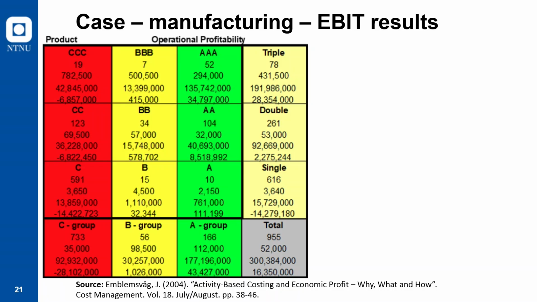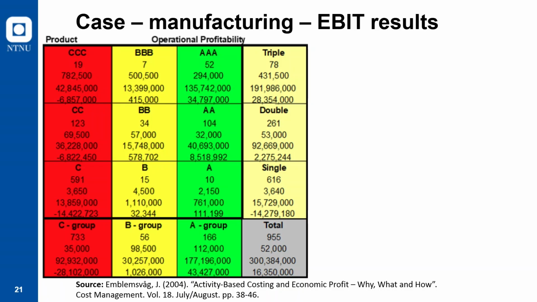That's very strange. I mean, triple C, that's a big volume product that should make a lot of money. If you go down on the other end of the C, you see the single C. That's more like you would expect. 300, or I have some dust on my screen. Let's see, 591 products selling for 13.8, but losing 14.4 million.